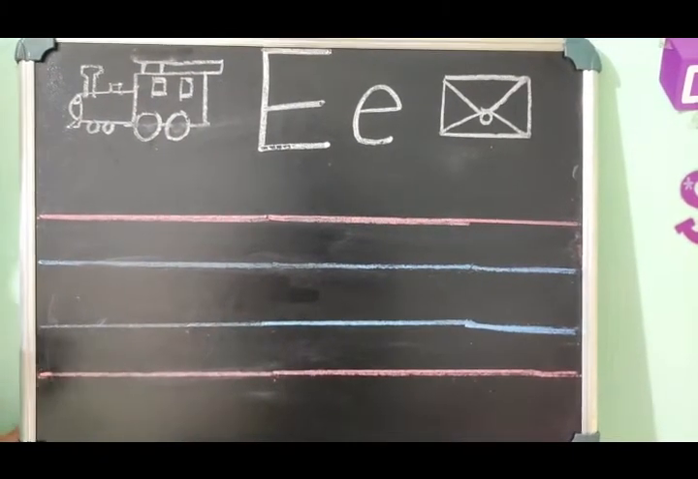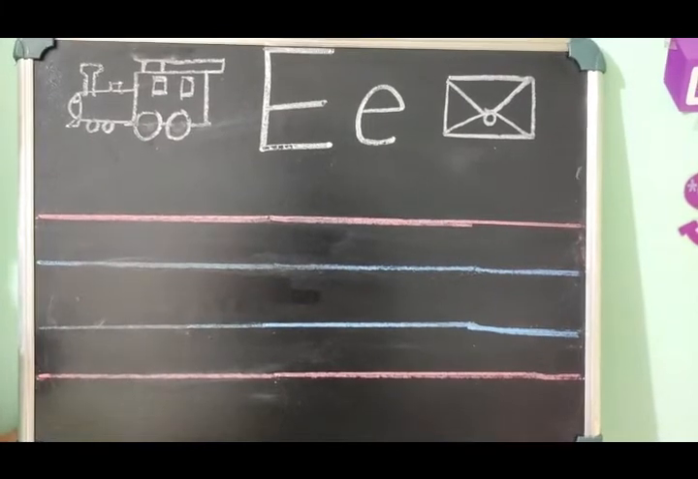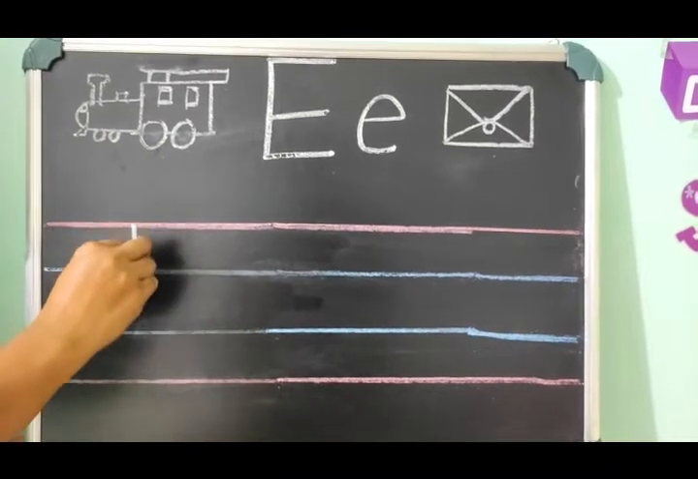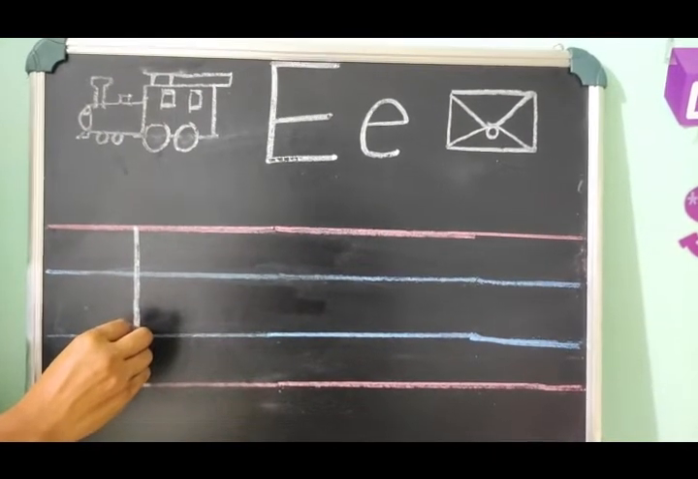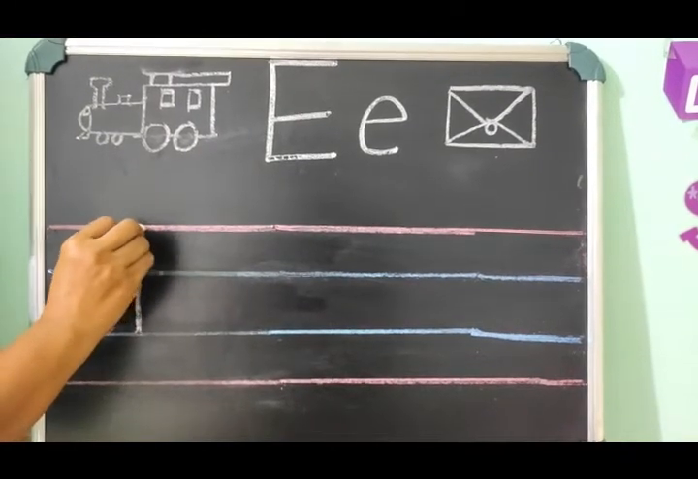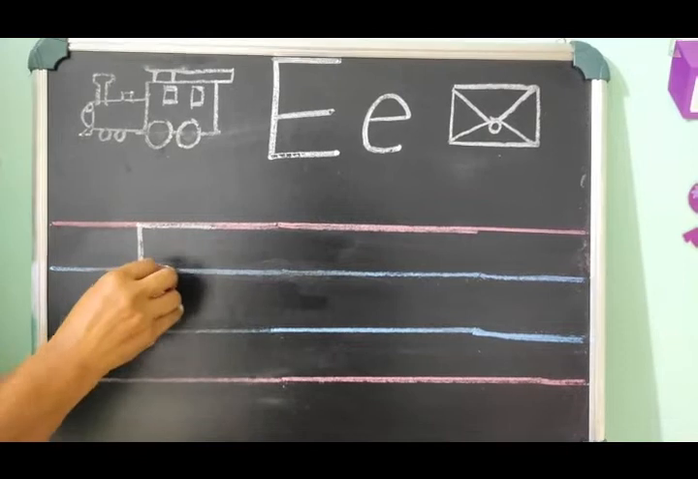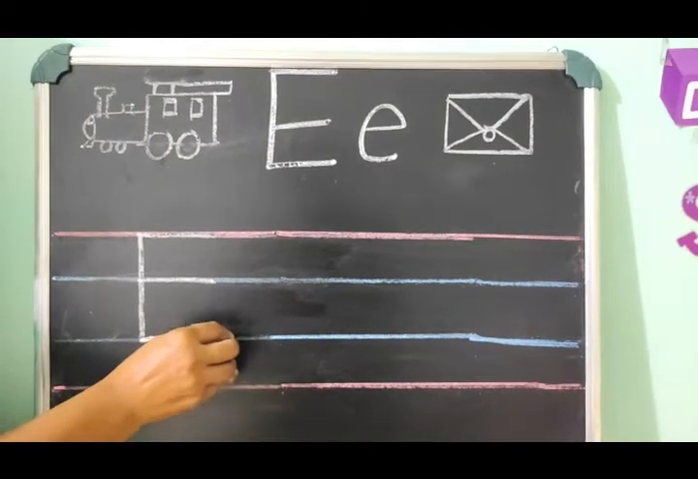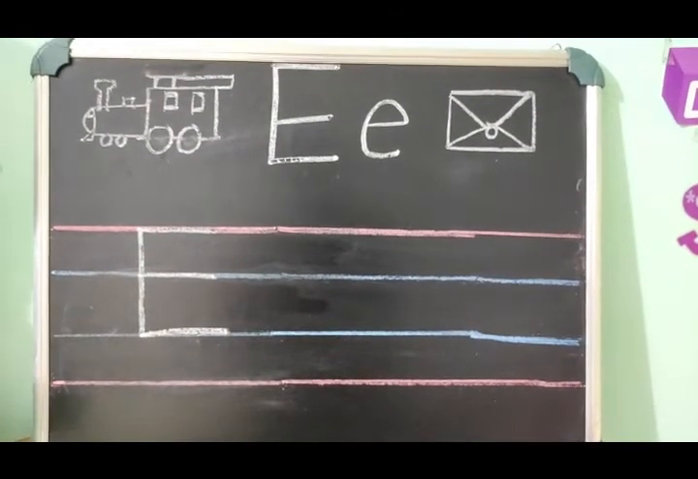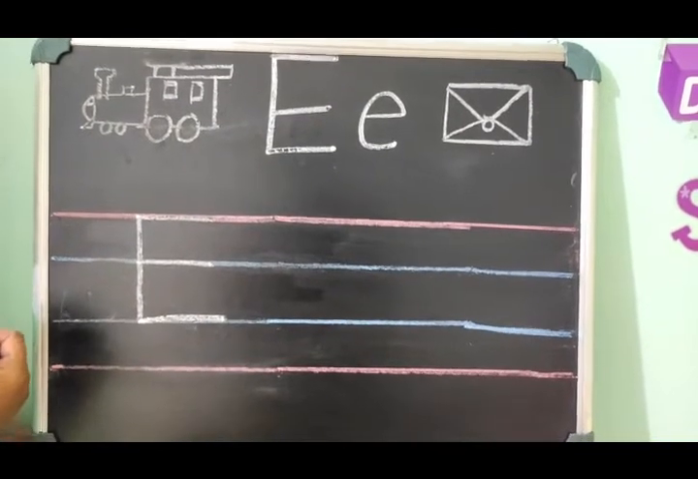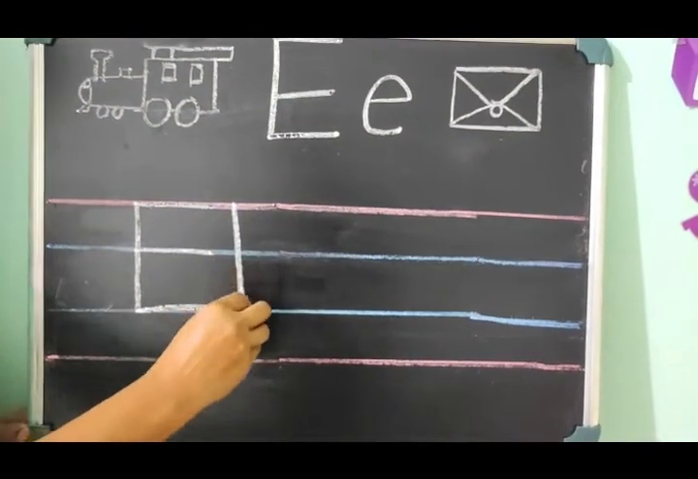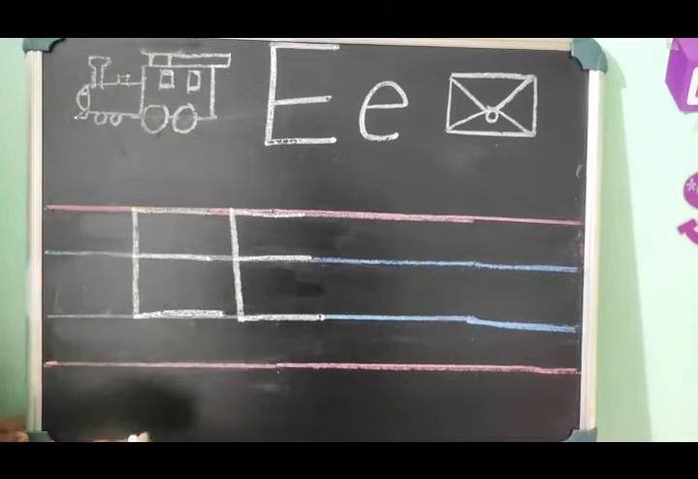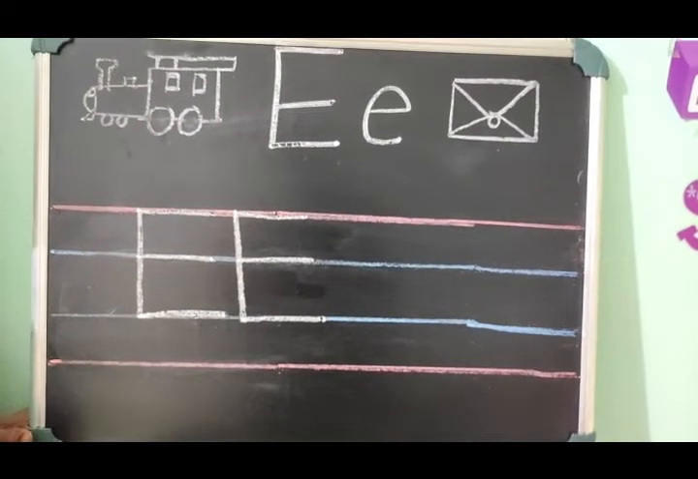Now, let's learn how to write capital letter E and small letter E. Capital letter E, you have to start from the pink line to the blue line. Write a standing line, a sleeping line on the pink line, one more sleeping line on the blue line. This is capital letter E.